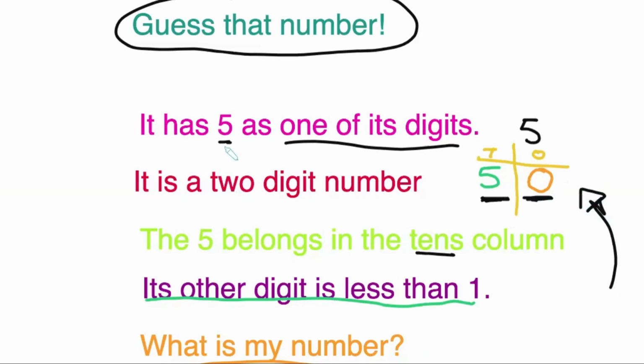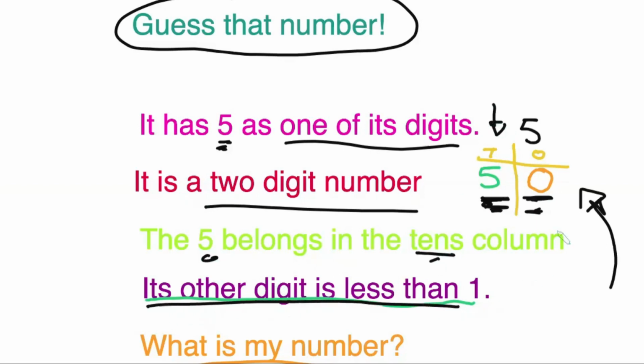Fantastic. Because it has 5 as one of its digits, which is here. It's a 2-digit number, so we put 2 spaces. We drew 2 spaces, didn't we? The 5 belongs in the tens column, which we drew our 5 in the tens column like so. Its other digit is less than 1. I tried to trick you there. So its other digit was actually a 0, because a 0 is less than 1. And then I asked you what number it was.